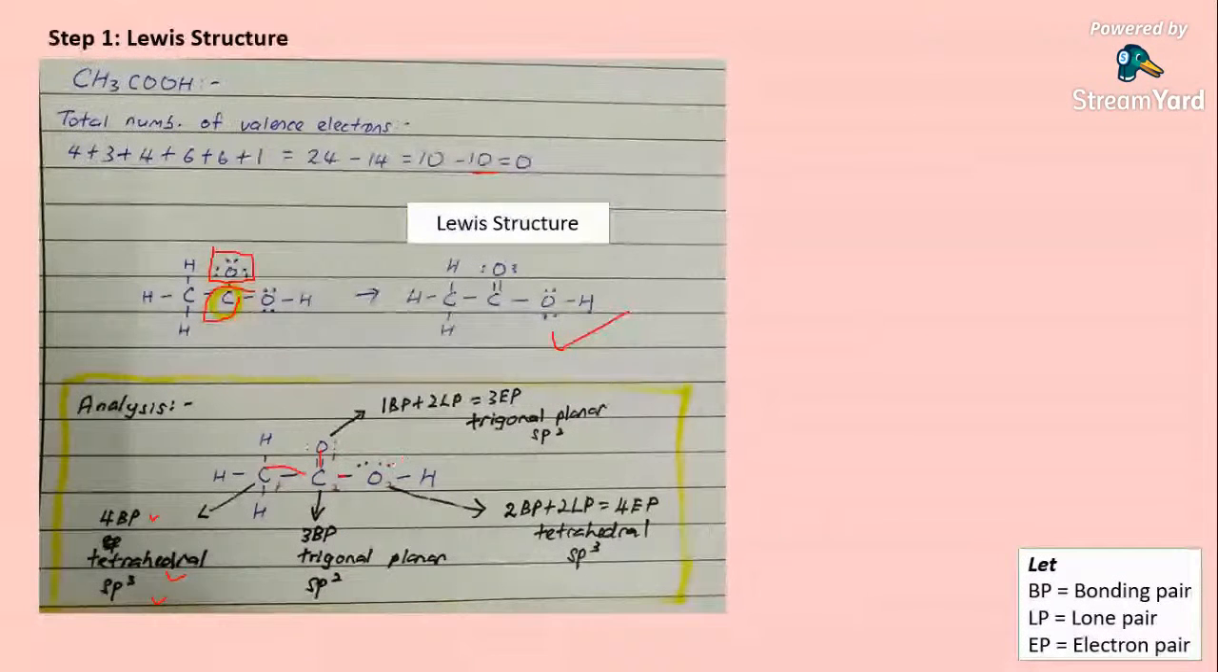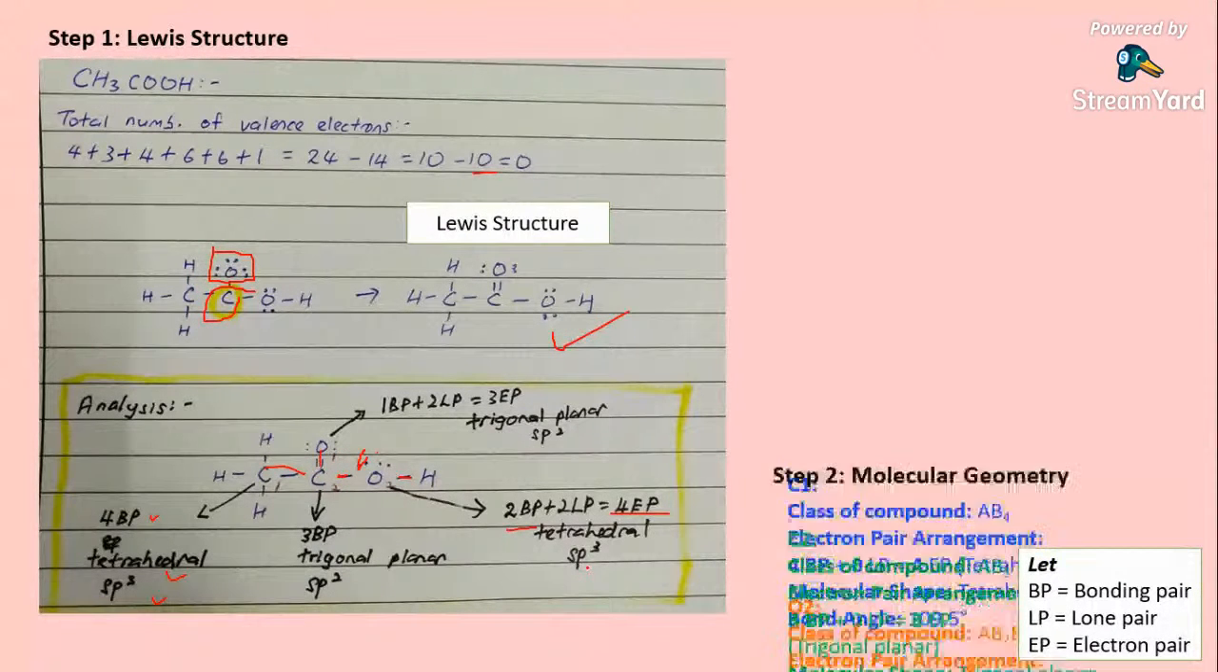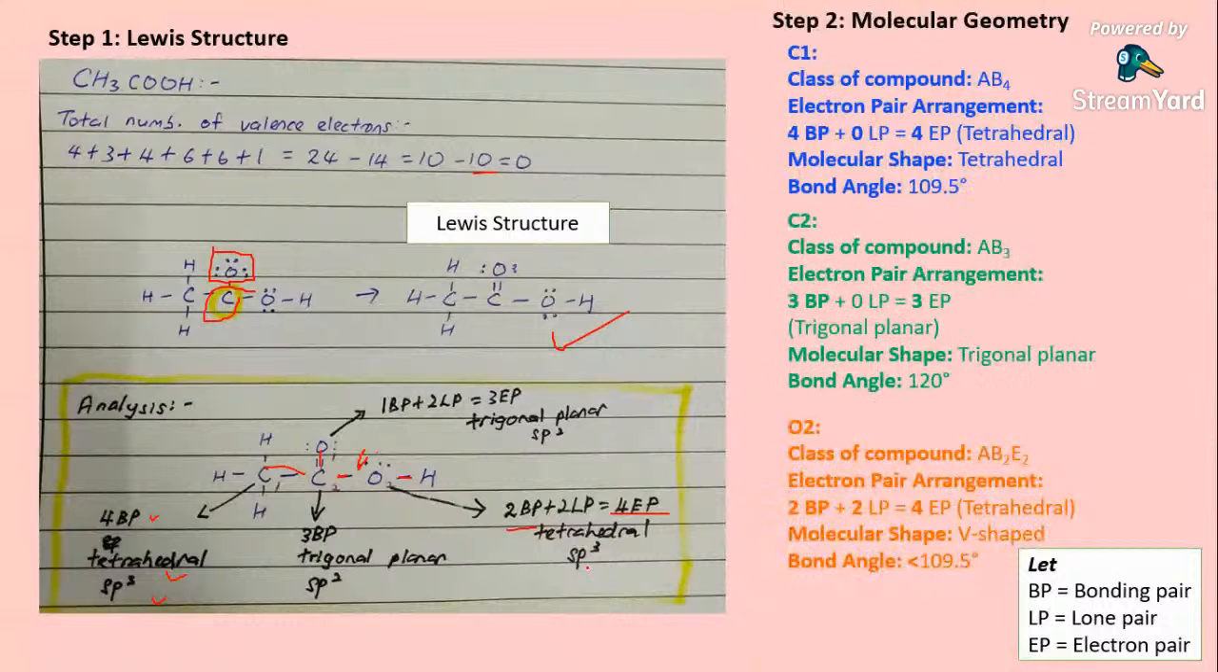For this one, one bonding pair, one bonding pair. So there are 2 bonding pairs, and then lone pair, lone pair. Total is 4 electron pairs. So this is tetrahedral, sp3. Over here, I just identify the basic electron pair arrangement first, because for the shape we need to refer to the electron pair arrangement. So now, step 2, molecular geometry.